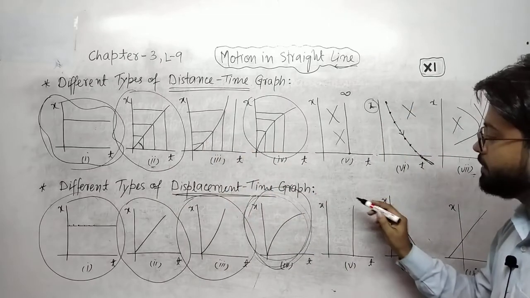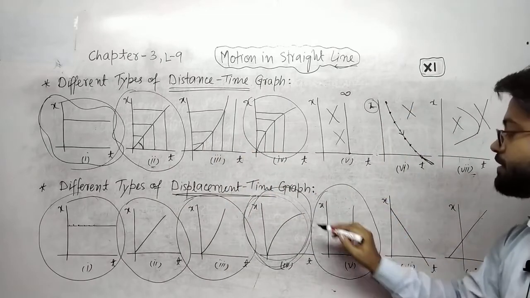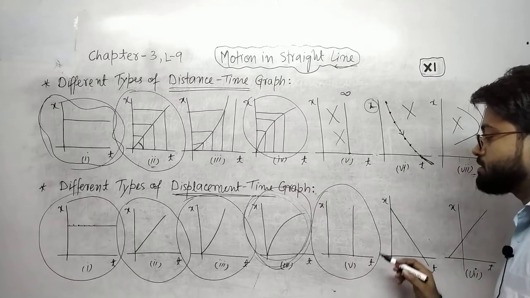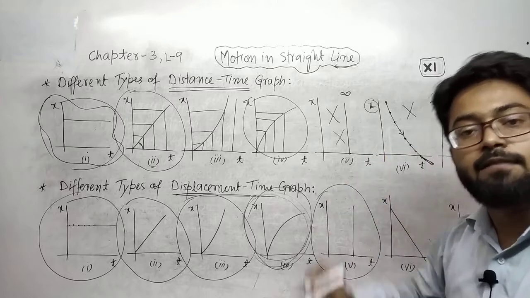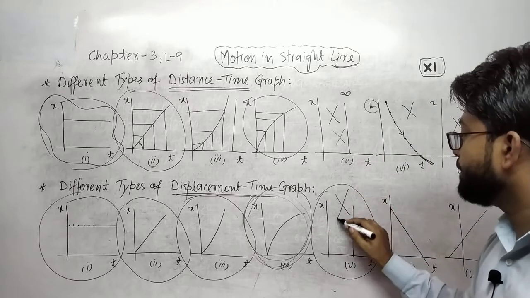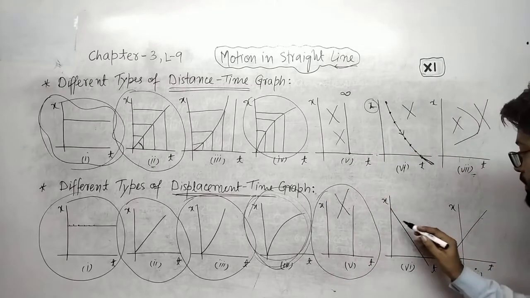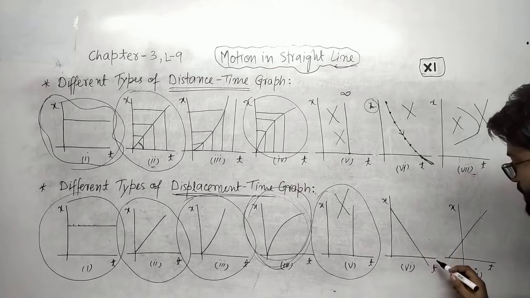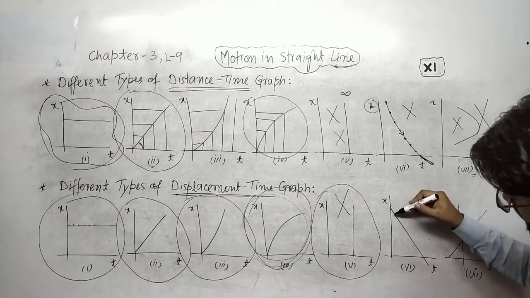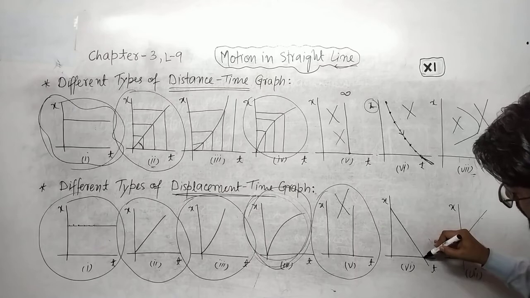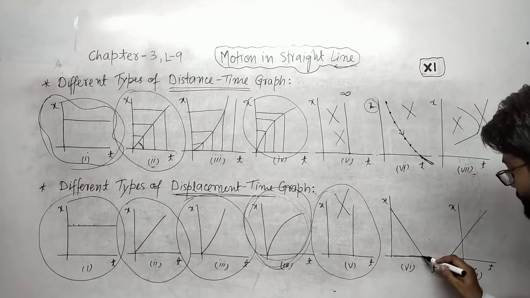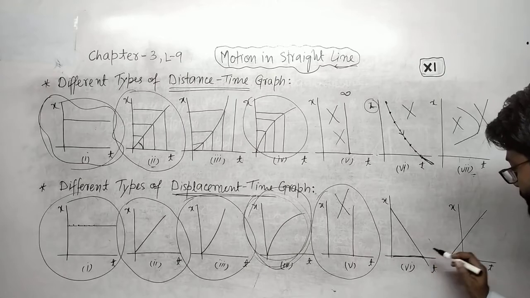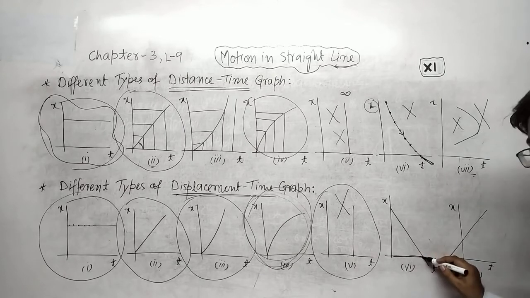Now same graph here, without changing its time, the position becomes infinite. It is not possible. Okay. Now this graph, time is increasing. The displacement is also decreasing. Here time has some value, but displacement is 0. It is possible.